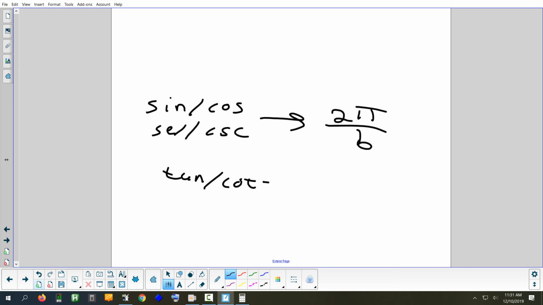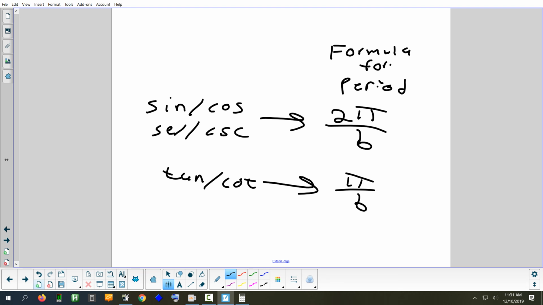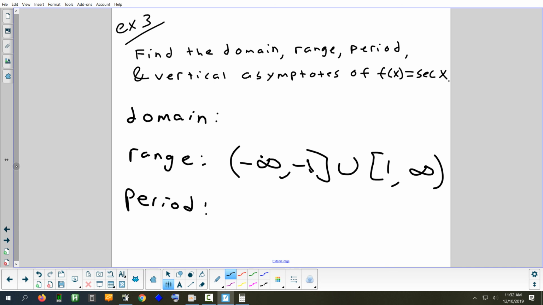Tangent, cotangent, pi over b. Formula for period. Okay, so what's b in this case? 1, it's just the basic secant 1x. So what's the period? 2 pi over 1, 2 pi over b, which is just 2 pi.